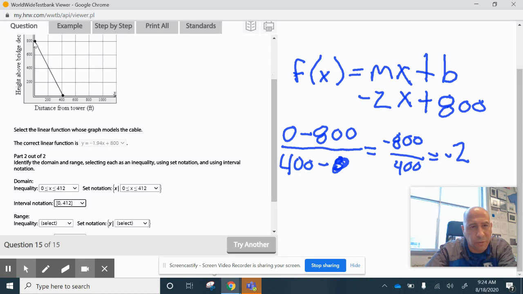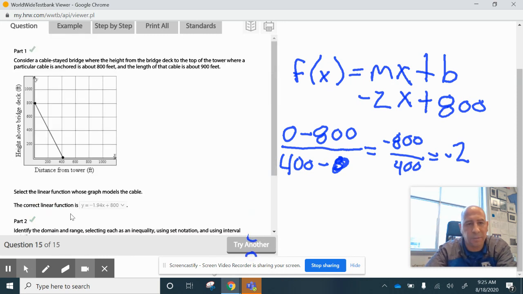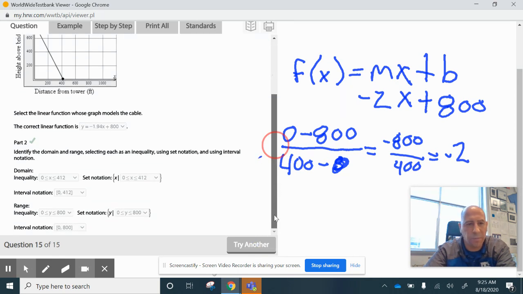Range is from 0 to 800. And remember, set notation is the same thing, 0 to 800. Interval notation, it's bracket included, so 0 to 800, check. Apparently there's a part. Nope, that's it.